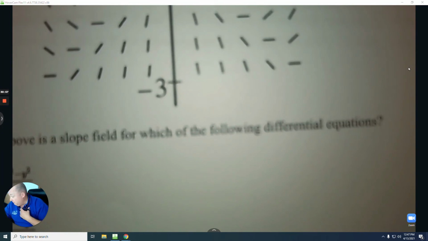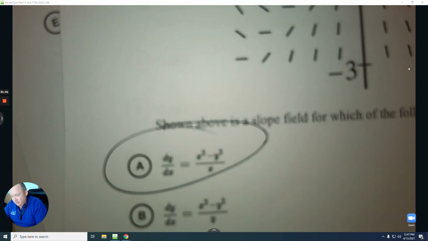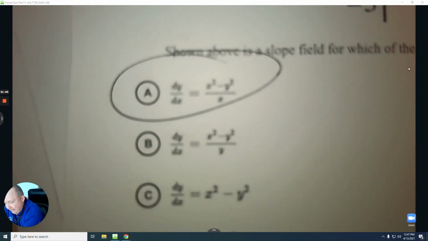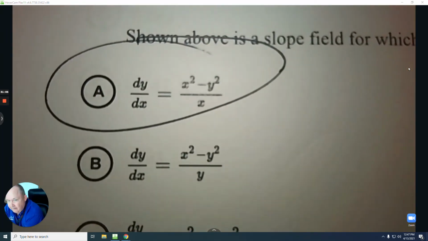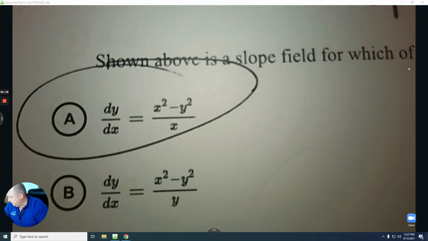Again, we're looking for mistakes. If you did it correctly, A is the correct one. At x equals 0, it's undefined, so it's empty along the y-axis. And then no matter which point you pick, you would find that it matches exactly.